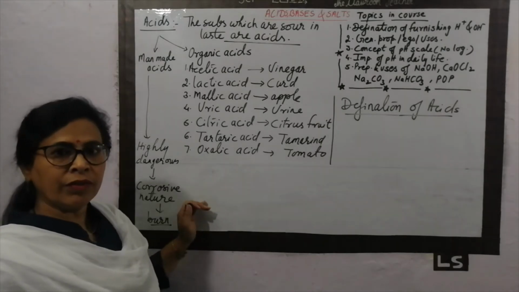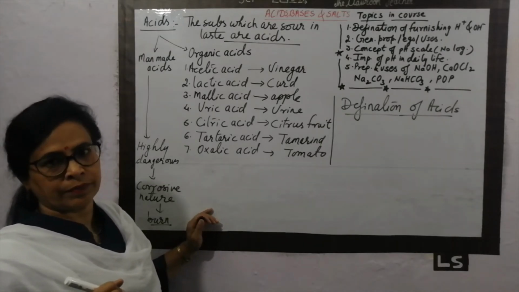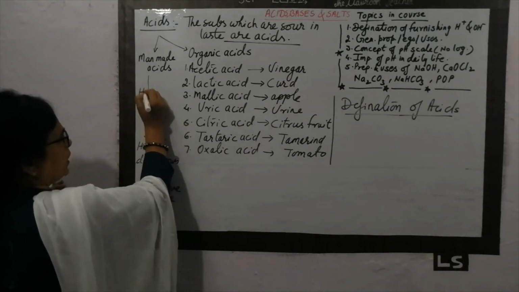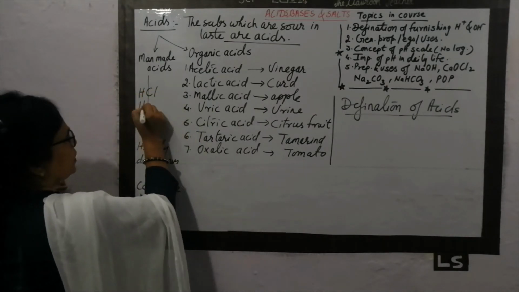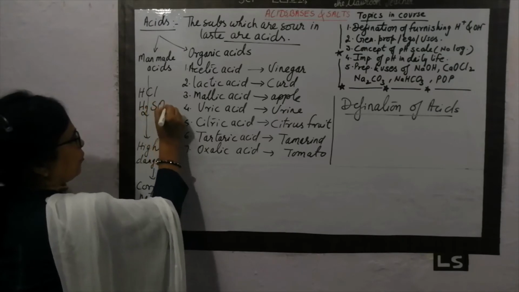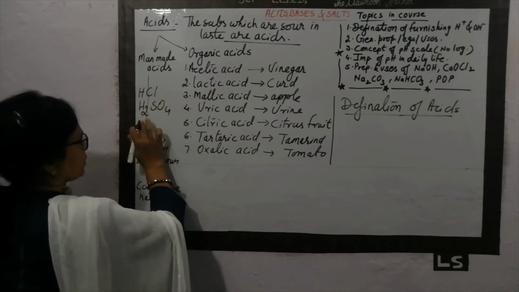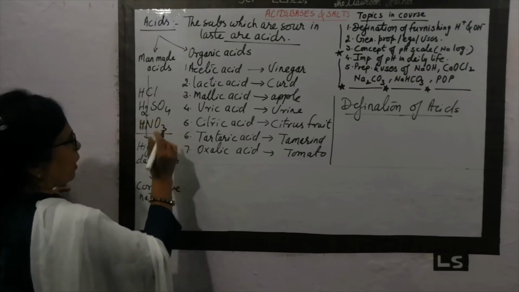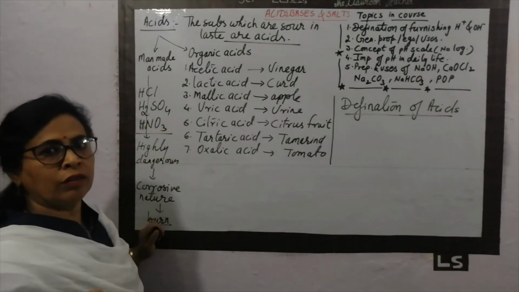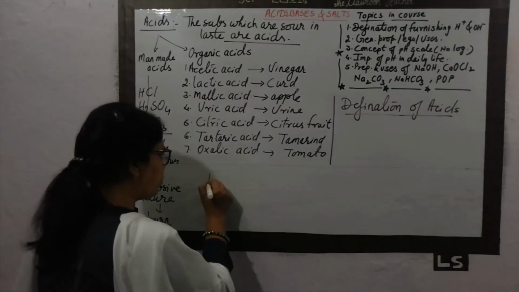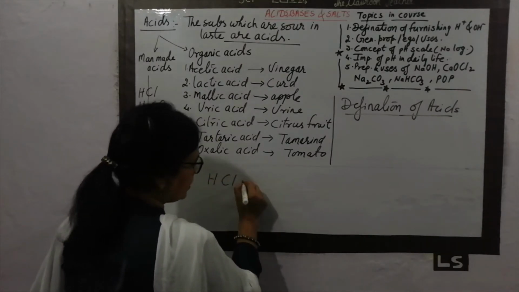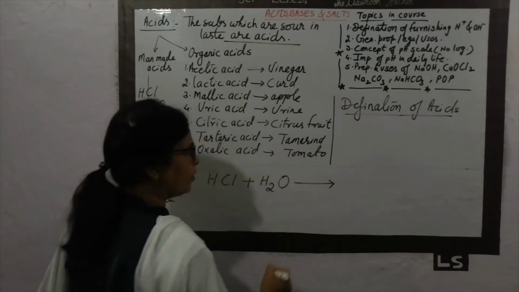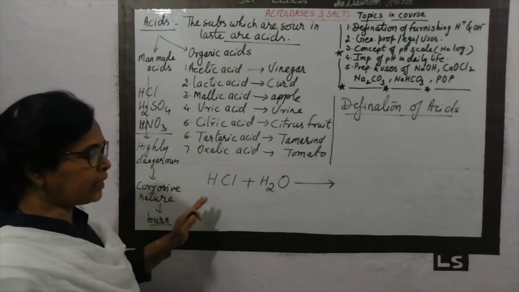What happens when we dissolve acid in water? Man-made acids are HCl, that is hydrochloric acid, H2SO4, sulfuric acid, and HNO3, that is nitric acid. These are the man-made acids. If we dissolve this acid in water, let us suppose this is HCl, an acid, we combine it with the water.